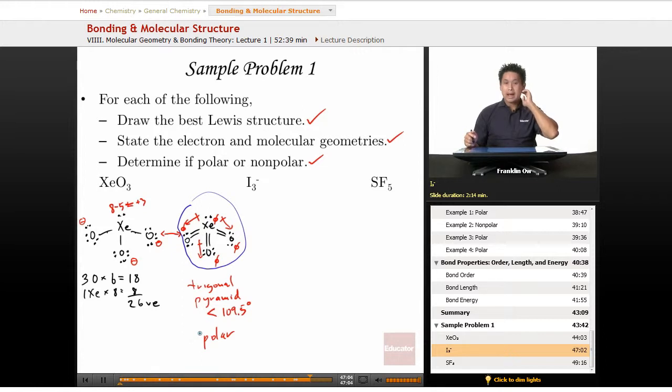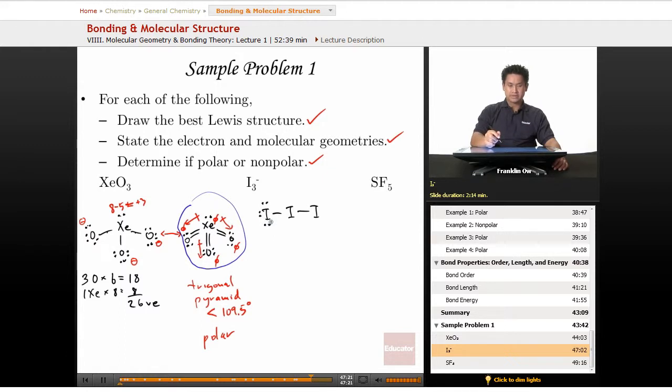Okay? The dipole arrows do not cancel. All right. I3 1 minus. This is going to be triiodide. So in this case, it's going to be iodine, iodine, iodine. Let's go ahead and connect everything to the center of a single bond. And let's go ahead and assign lone pairs to complete everybody's octet now.